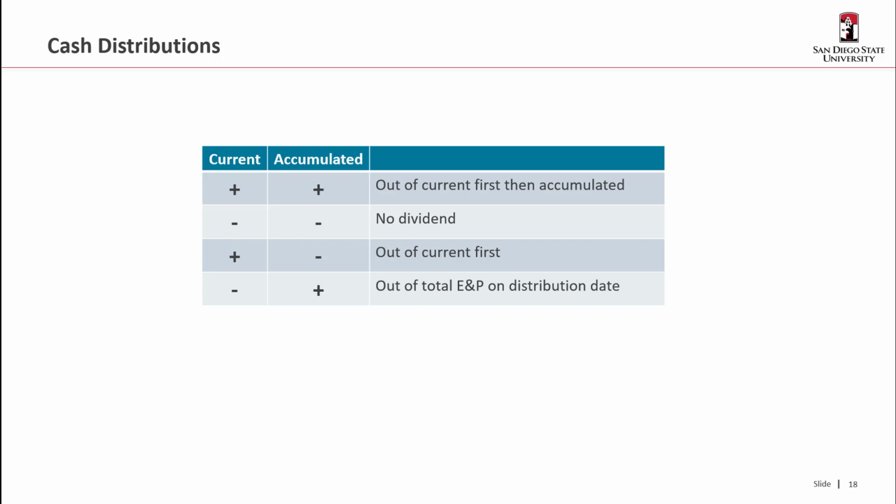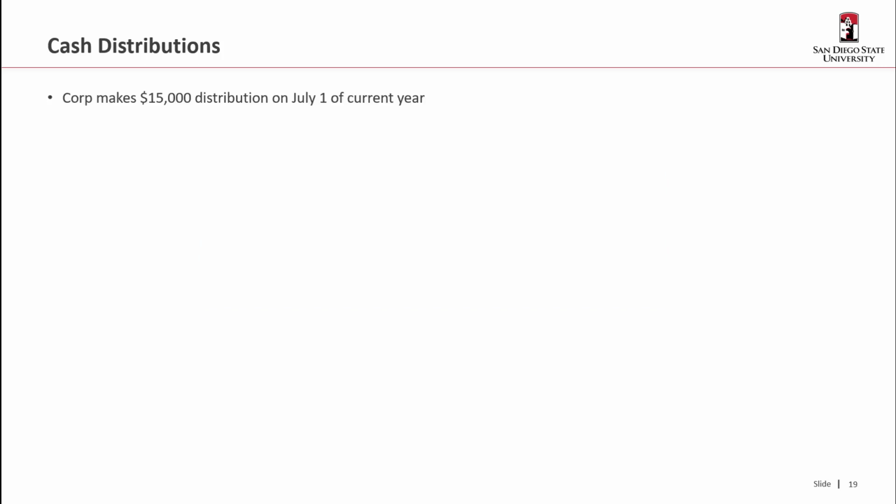If you have positive current and negative accumulated, then it goes out of current first, whether you have negative accumulated or not. And then if you have negative current and positive accumulated, then you measure total E&P on the distribution date. To the extent that's a positive number, then it is a dividend to the extent of total E&P on that date. So the only way to roll through this is through what I would consider to be a ton of examples. So let's get started.